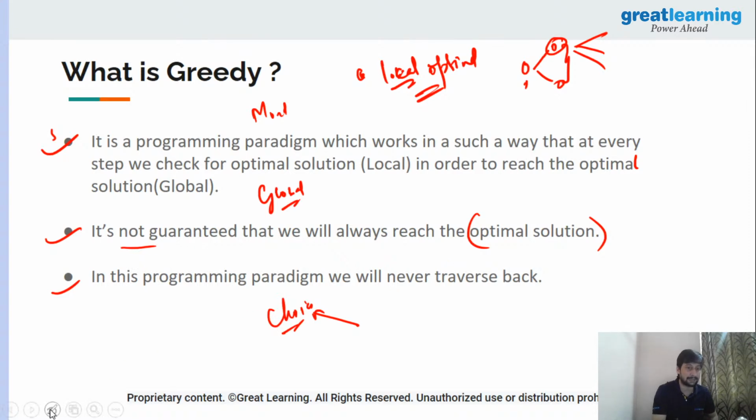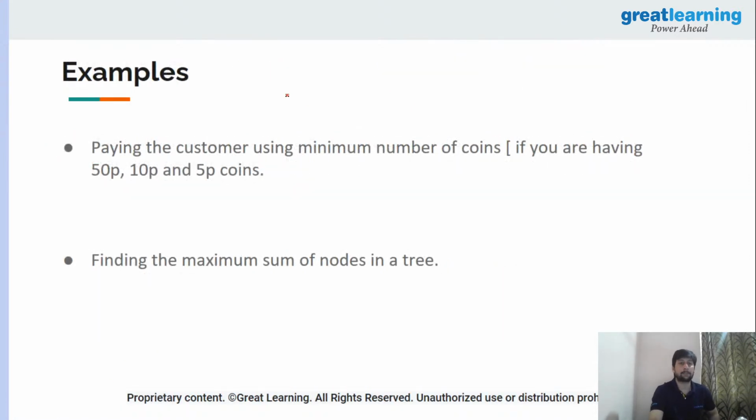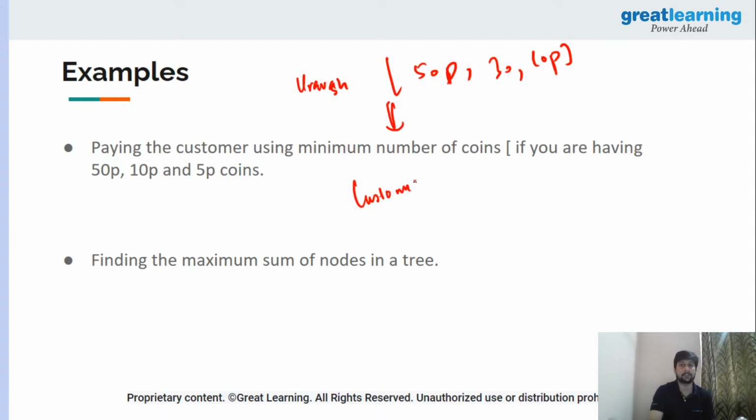Now let's take an example and things will be much clearer. Let's suppose we have Urvashi, and Urvashi has been given coins. Let's suppose she has been given 50 paisa coins, 30 paisa coins, and 10 paisa coins. And now I'm telling Urvashi, here's a customer, and you need to pay him 90 paisa, in such a way that you utilize as few coins as you can.